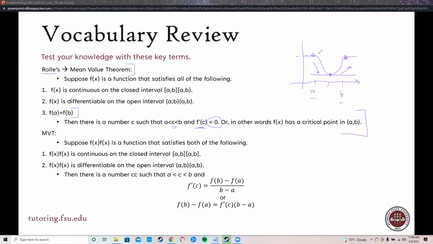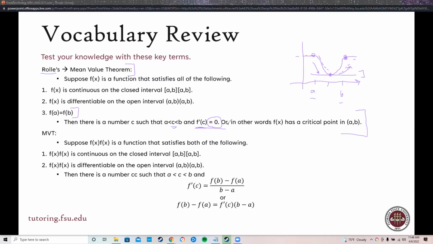Because the slope is negative, negative, negative, getting less negative, and then eventually the slope is 0, and then it gets positive, positive, positive, positive. So whenever the slope is 0, or you have a horizontal tangent line, that's where we have a critical value right here.